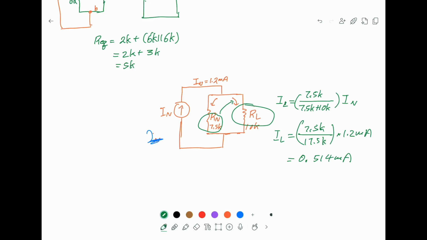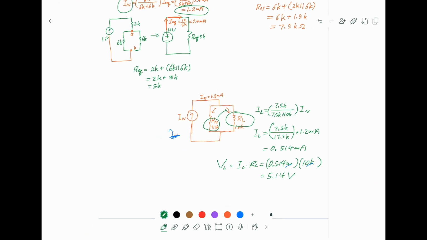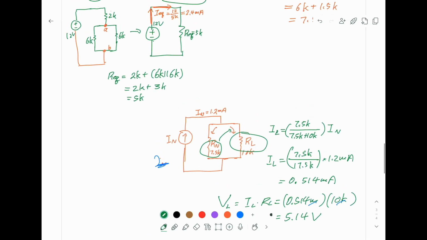Okay, voltage. The voltage across your load, of course, is I_L times R_L. This is 0.514 milliamp, and the R is 10K. Again, the milli and kilo sort of cancel. So it's 5.14 volt. This is exactly the same value we found in question 2.